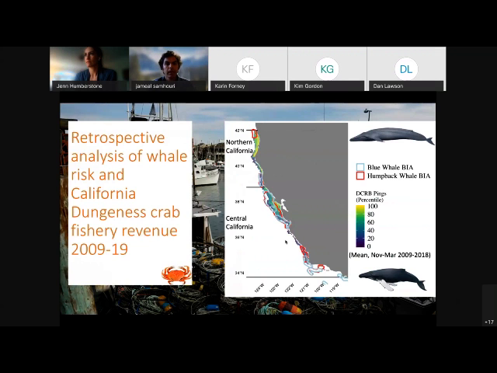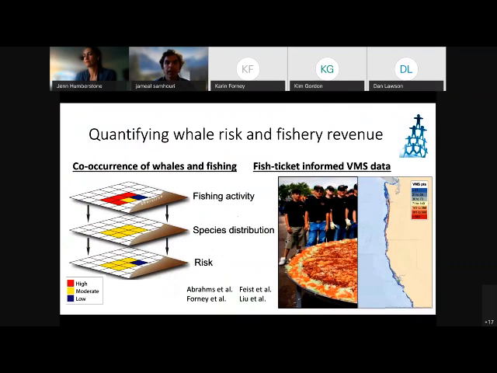So I'm going to start by building on what Karen presented with a retrospective analysis of risk to blue and humpback whales along the California coast over the last 10 Dungeness crab fishing seasons, alongside an interrogation of changes in revenue to the Dungeness crab fishery. I'm going to be focusing in on the regions you see here, Central California versus Northern California, as well as the entire state, in addition to thinking about the biologically important areas for humpback and blue whales outlined here in red and blue. And to do this, I'm really going to be standing on the shoulders of giants and all the talks that you've heard over the last couple of weeks.